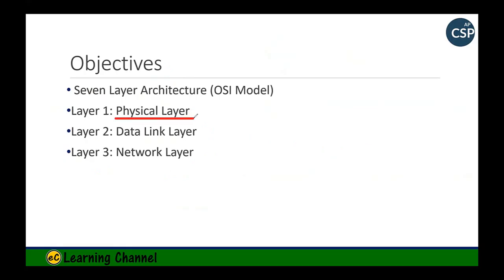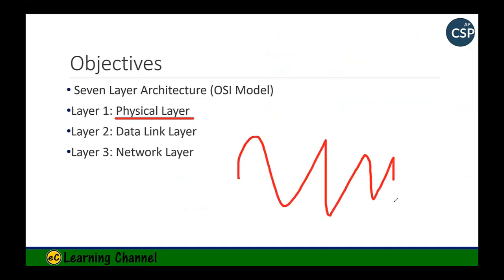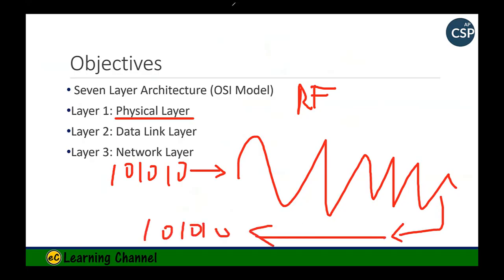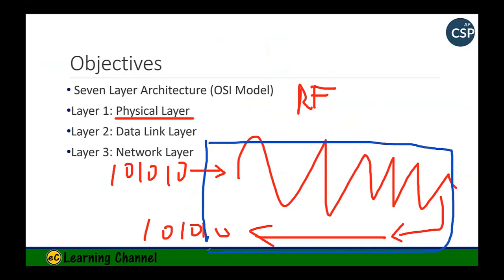Okay. So for the physical layer, you need to send your data as a sinusoidal wave. We call it radio frequency. Your 101010 needs to be converted to this, and then your receiver converts it back to 101010. So anything that handles the digital to analog conversion and then coming back is called PHY. This is layer 1, the physical layer. Is that clear?